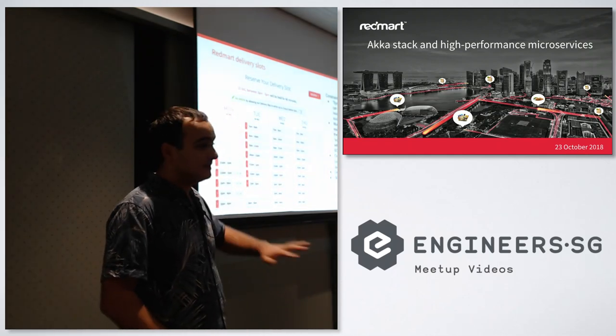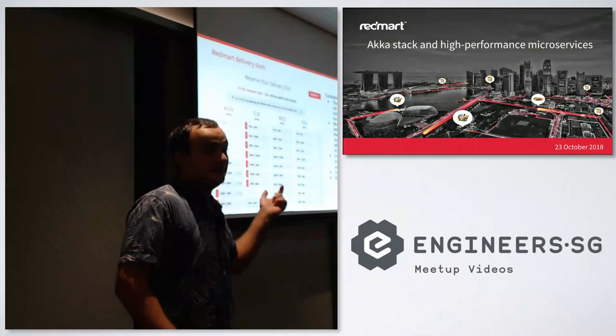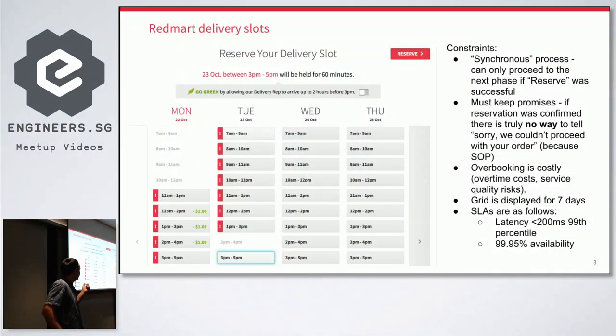So basically, all the systems that I'm going to talk about today are behind this screen. This is our Redmart's screen that shows you available slots and allows you to reserve one. The problem here is that we really want to keep our promises to the customer. So there is no way that we can show a slot as available, try to reserve it, and then we say it's reserved, but then it turns out we're over capacity, our service degrades, and we ask the customer to, sorry, we couldn't accommodate your reservation.